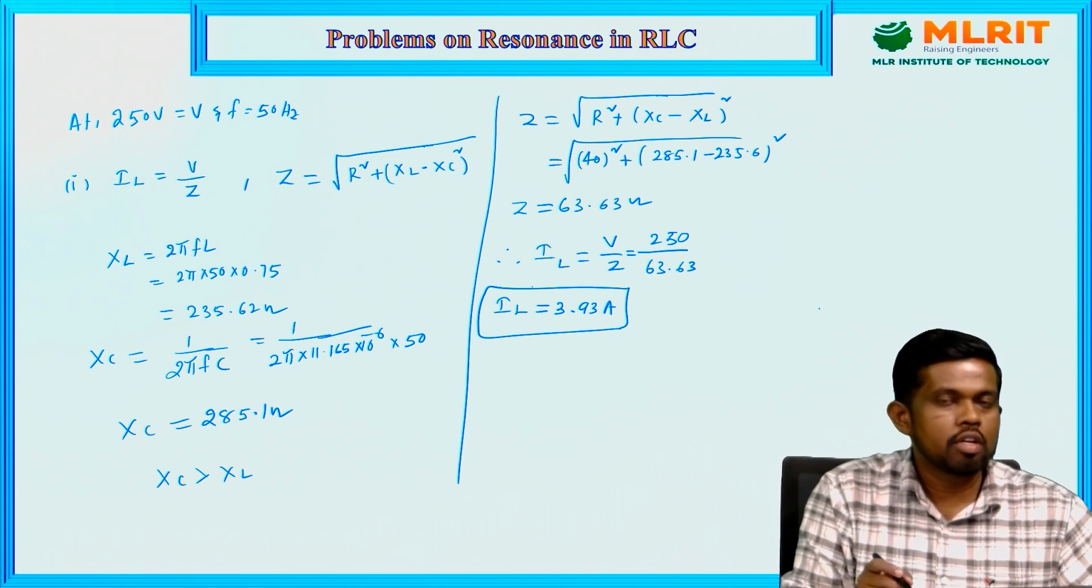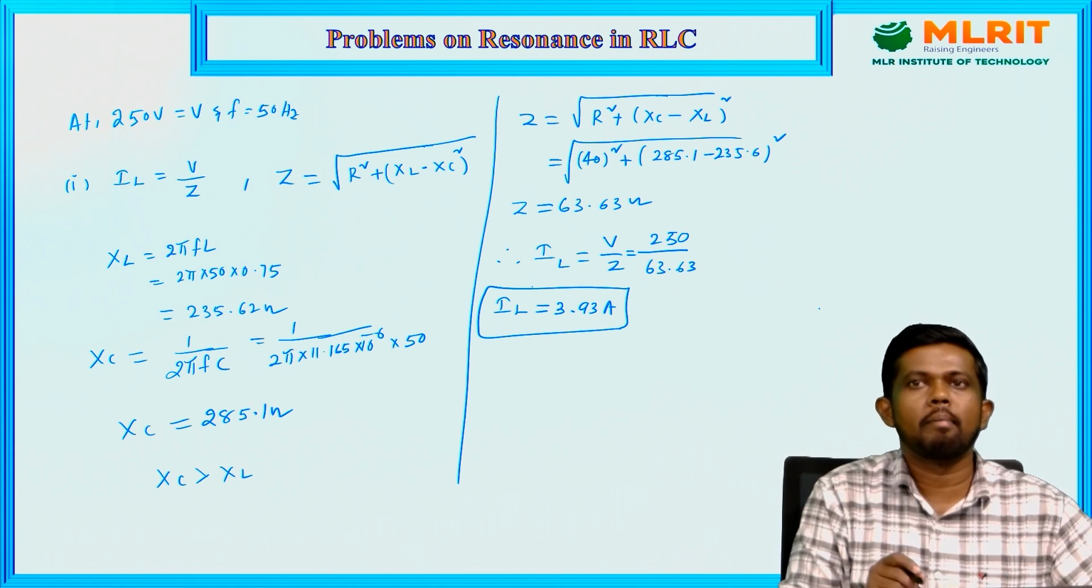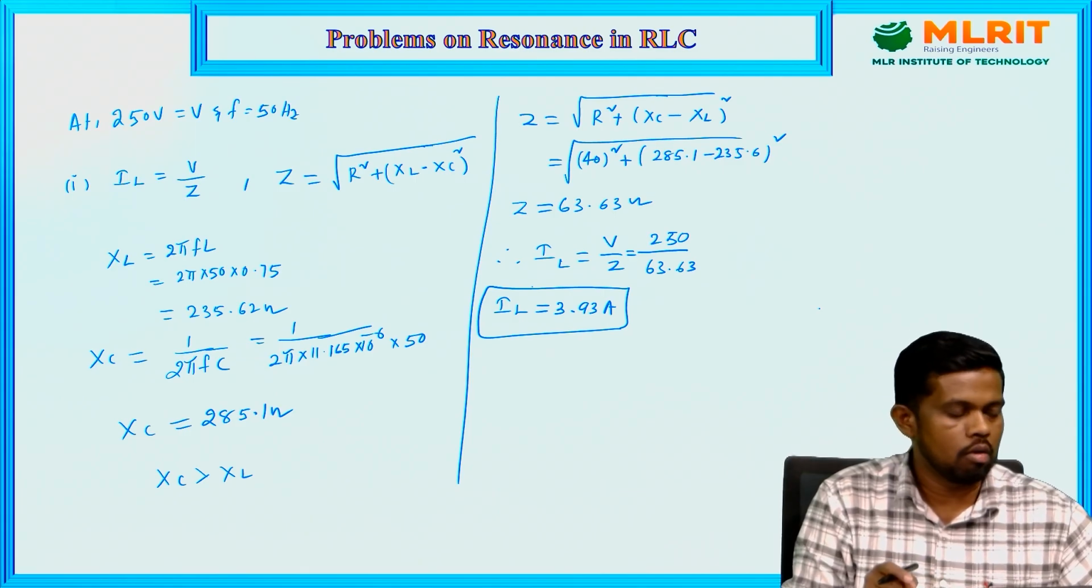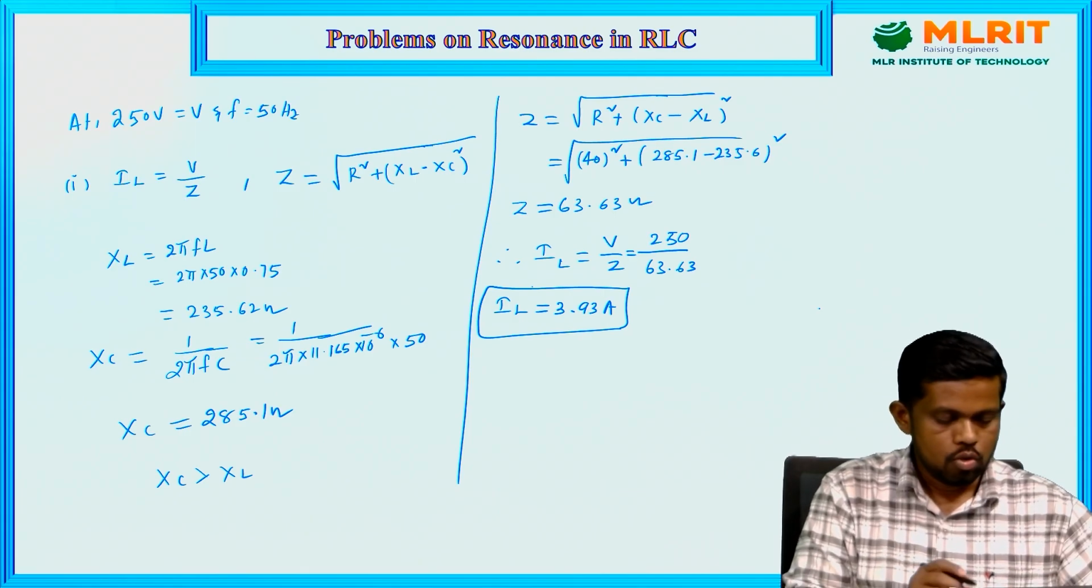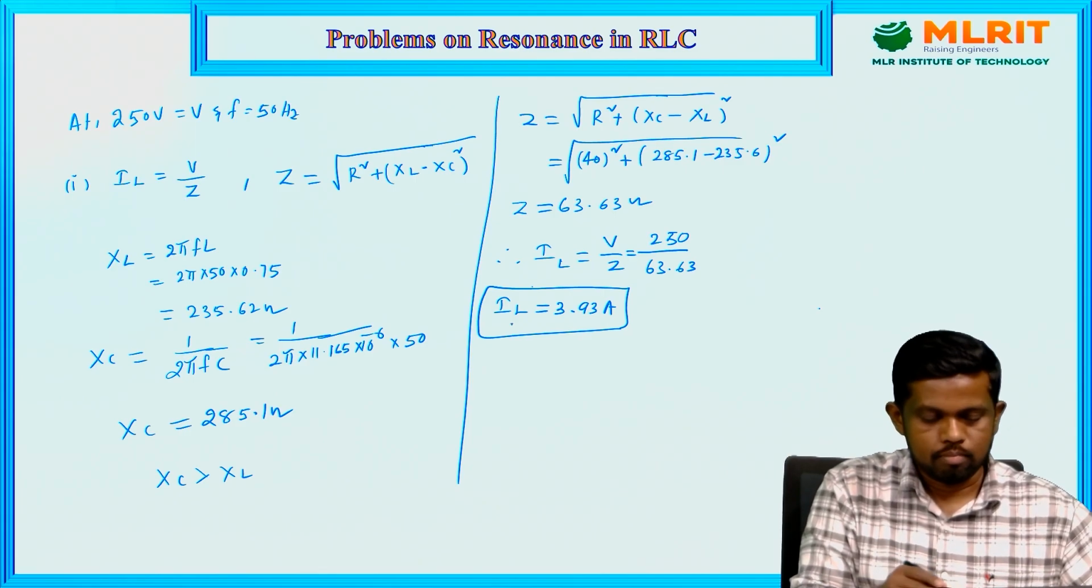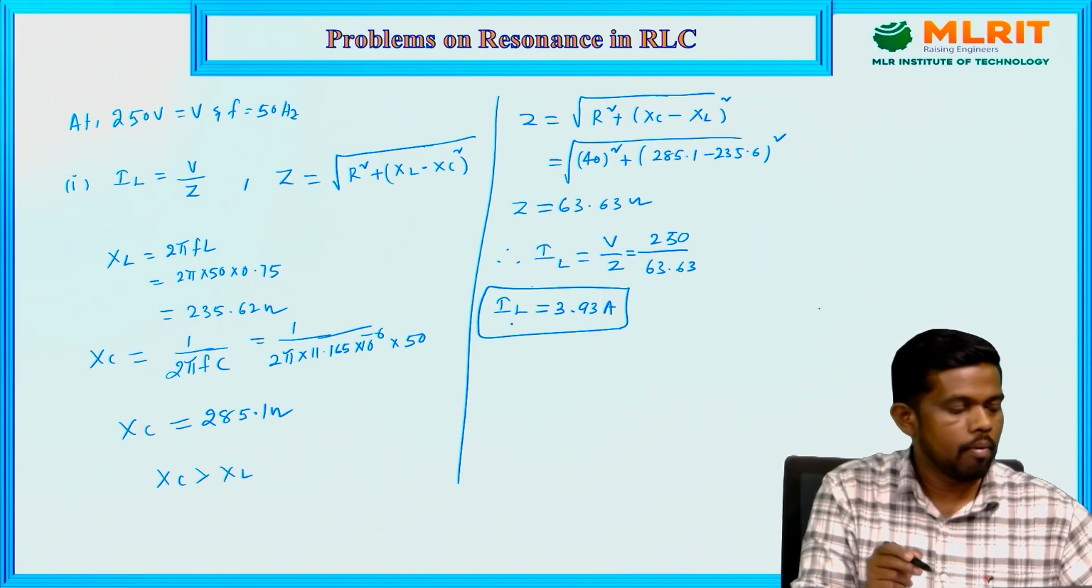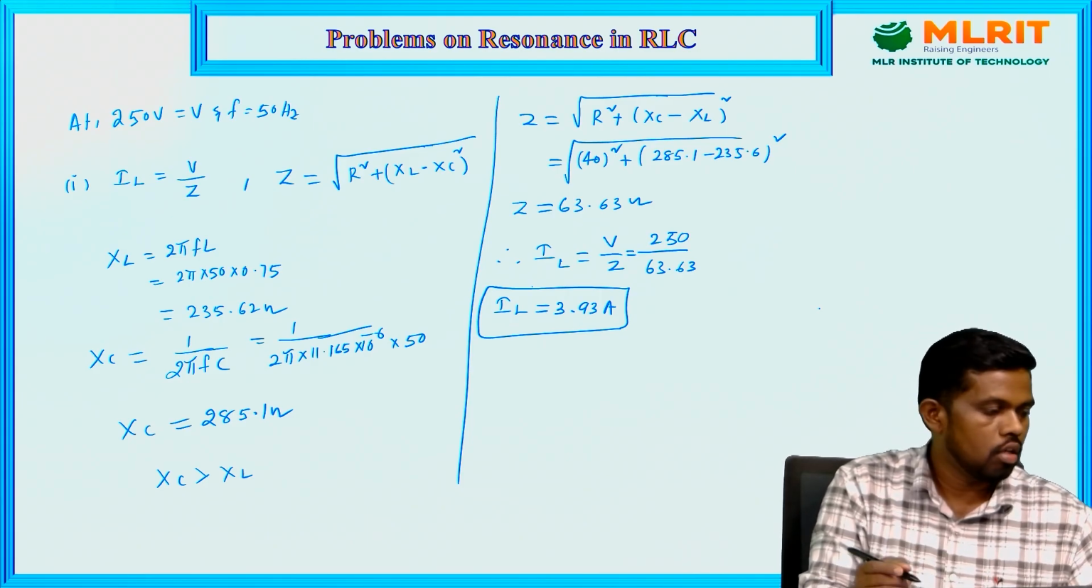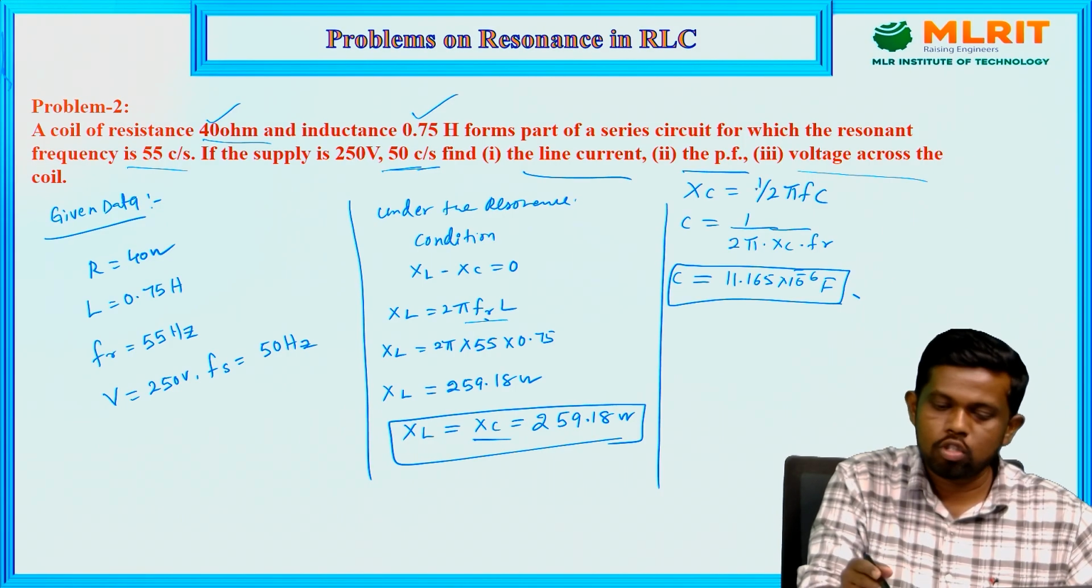Further, under the resonance condition, we have utilized it to get the capacitance of the network, the capacitor value of the parallel plates. So this is the procedure we follow to get the IL value, the line current value. Then after that, the second question they have asked is the power factor.